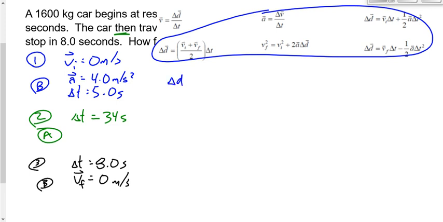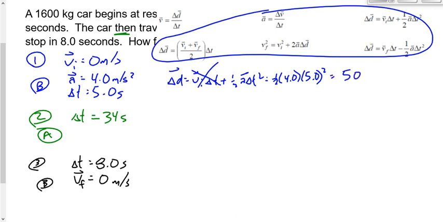Okay. So let's try D is equal to VIT plus 1/2 AT squared. We have VI. It's 0. So I'm just going to cross that off. 0 times time is 0. Plus 1/2 of 4 times 5 squared. Okay, it looks to me like we're going to use that one as well. 5 squared is 25, times 4 is 100, times 1/2 is 50. So there you go. I got the displacement for the 1st stage already.